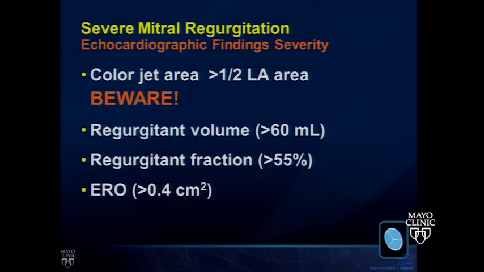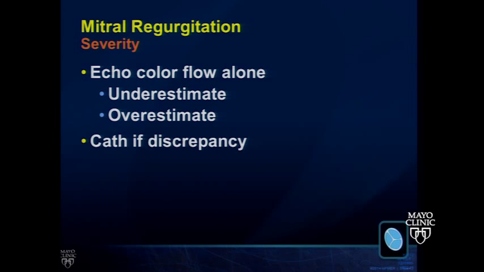And in late systolic prolapse, your effective orifice area can overestimate severity. So use effective orifice area, do it whenever you can with mitral regurgitation, but be careful that if the regurgitation is not holosystolic, you can overestimate it. So echo flow alone, remember, underestimate, overestimate.